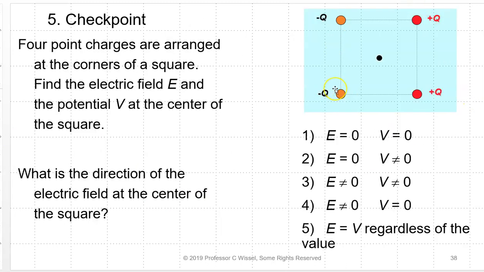4 charges are arranged at the corners of the square. Find the electric field E and the potential V at the center of the square.